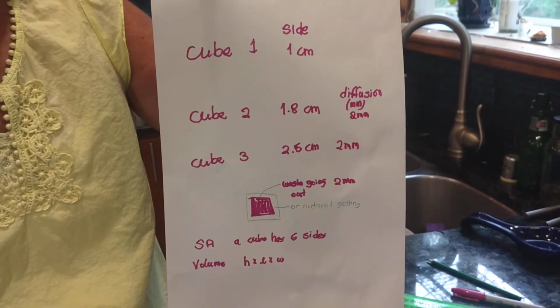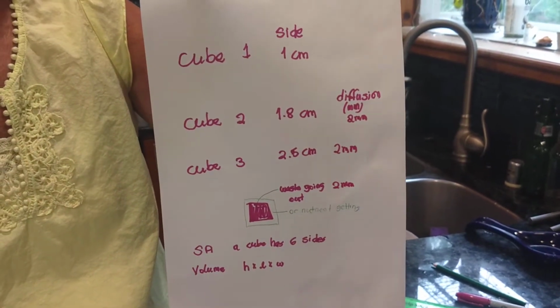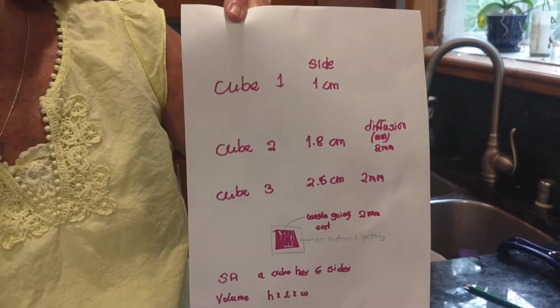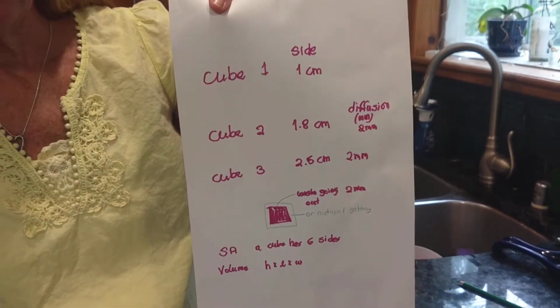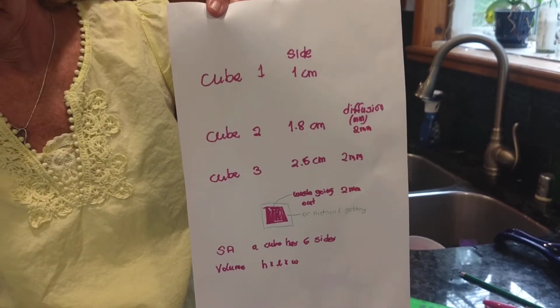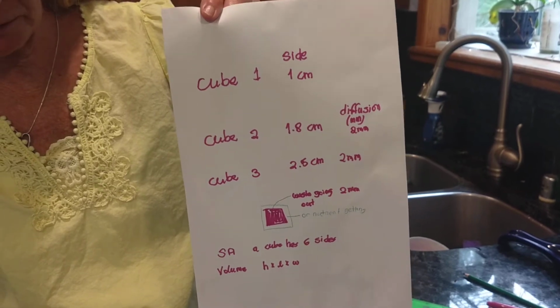All right, so the diffusion distance, this is distance, right? Distance is 2 millimeters for all the cubes. So what does that tell you about the rate of diffusion? So keep that in mind, the rate of diffusion.